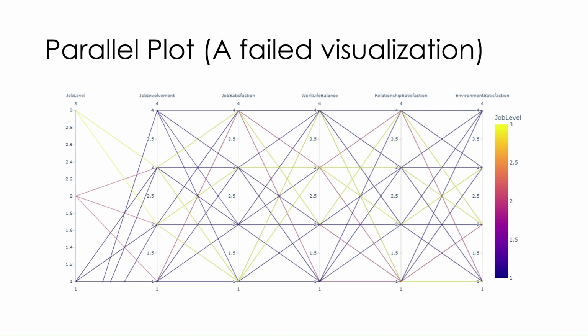The same data was plotted using a parallel plot, and as we can see, we are not able to gain much insight from this since the data that was used had discrete values and a parallel plot only works best for continuous value ranges with similar scale. This can be considered a failed visualization.